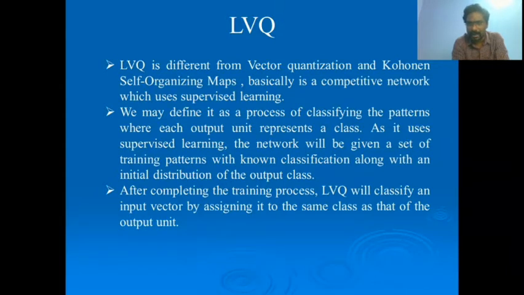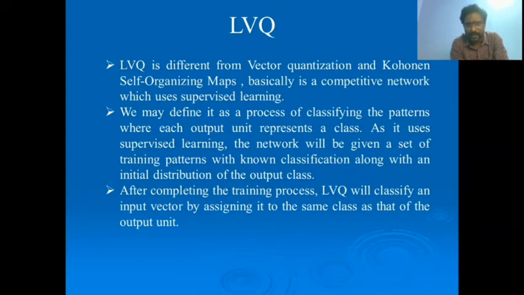Basically it is a competitive network which uses supervised learning. You all know about the supervised learning which I discussed in the previous session. That is, it is used to learn through the training set. Based upon that, they will be identifying the training set with the input provided, and then they try to achieve the target result, that is the desired output.